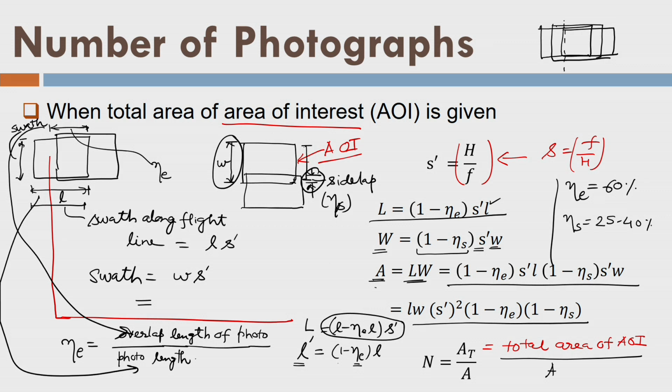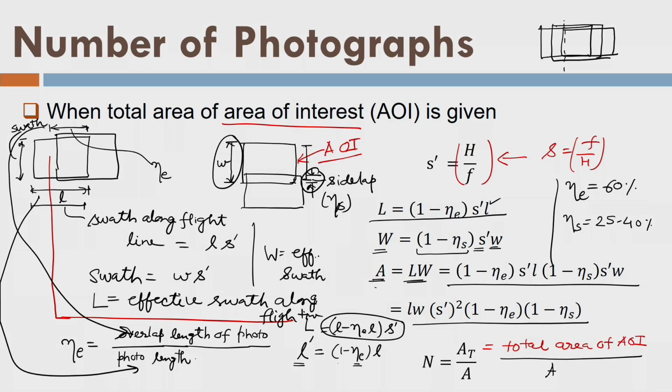So, what is my capital L on the ground? I call it the effective swath along the flight line. And similarly, W is nothing but the effective swath. Right? Okay, so let us move ahead.